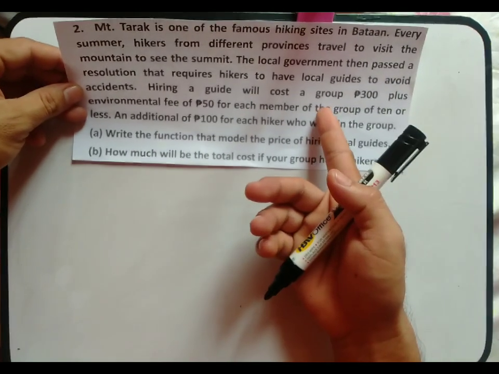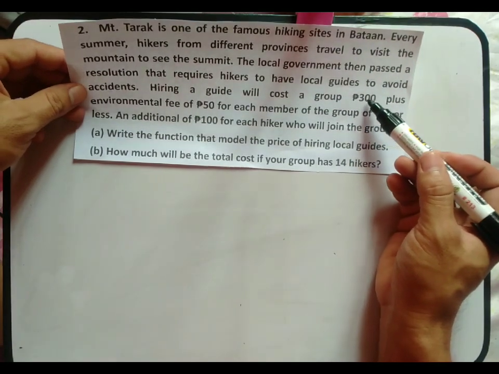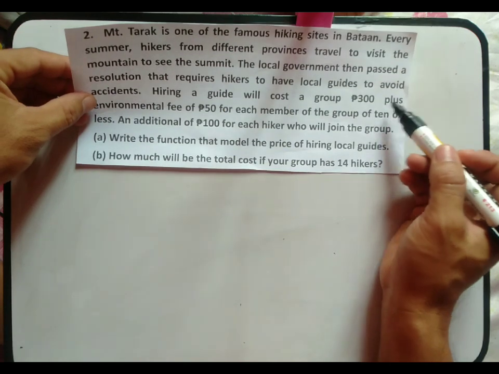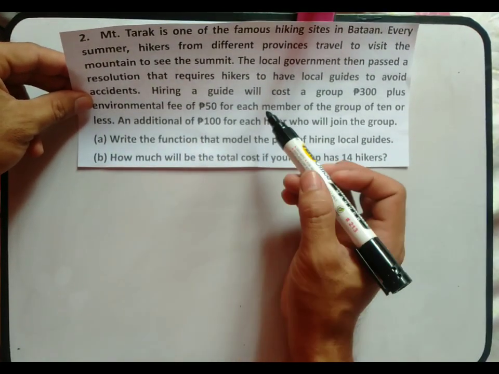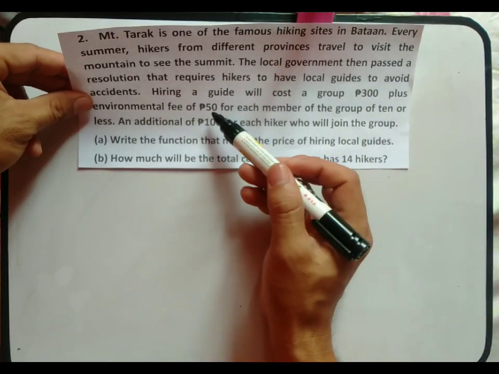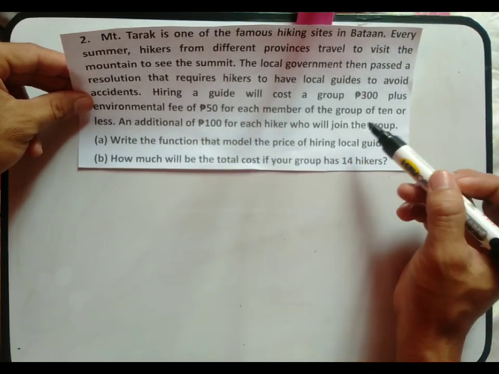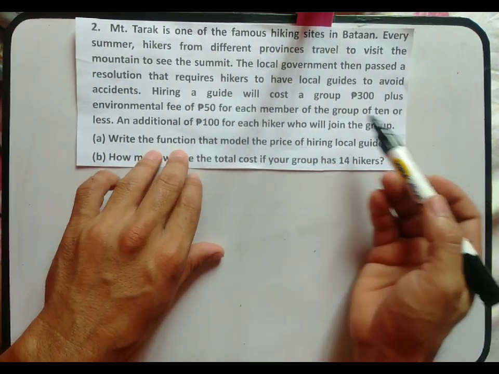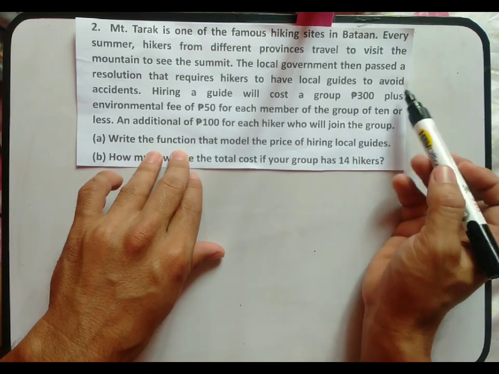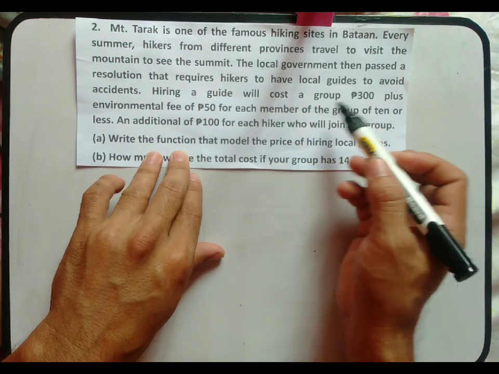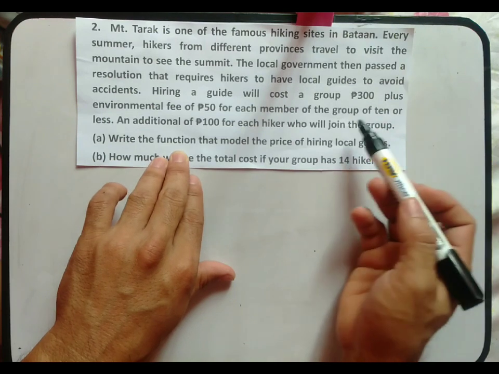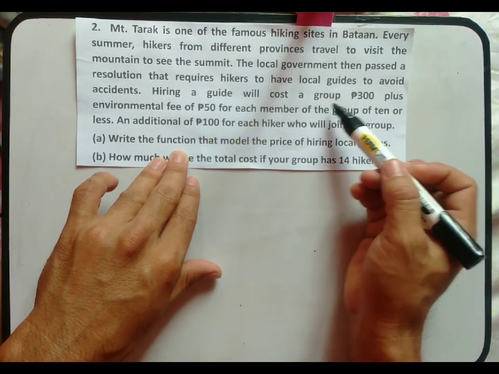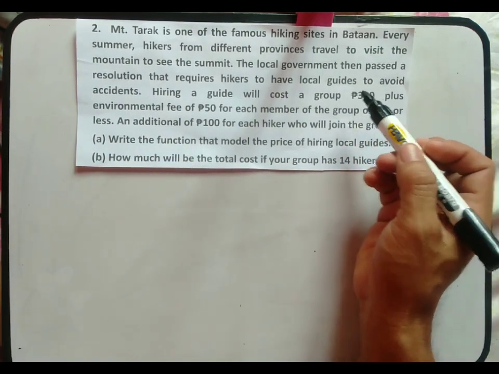Of course, in hiring a guide, then yung buong grupo is babayad ng 300 pesos. Okay, so that is for a group. Bali, 300 pesos yung babayaran nila. Tapos, plus, environmental fee naman for each member of the group. So, bawat isa sa kanila, magbabayad ng 50 pesos. Okay, that is for the group of 10 or less. So, kung meron kang 10 members, then each member will pay 50 pesos and then yung cost ng local guide or for hiring a guide which is 300 pesos. Kapag if you have 8 members, then bawat isa magbabayad pa rin ng 50 pesos and then yung buong grupo will pay 300 pesos for hiring a guide.